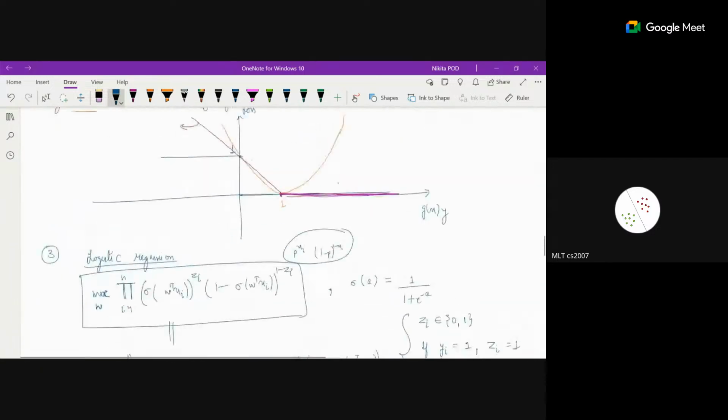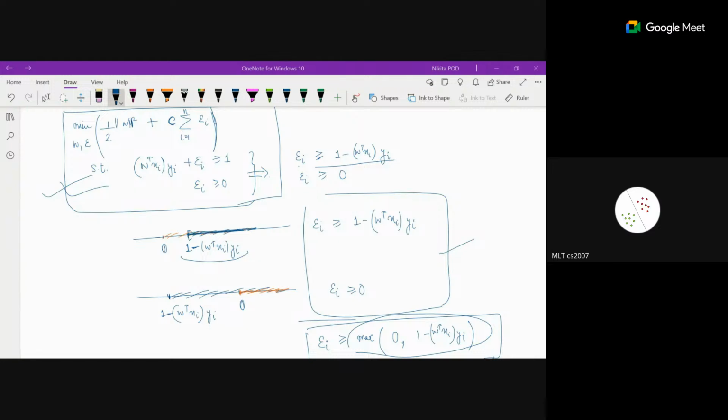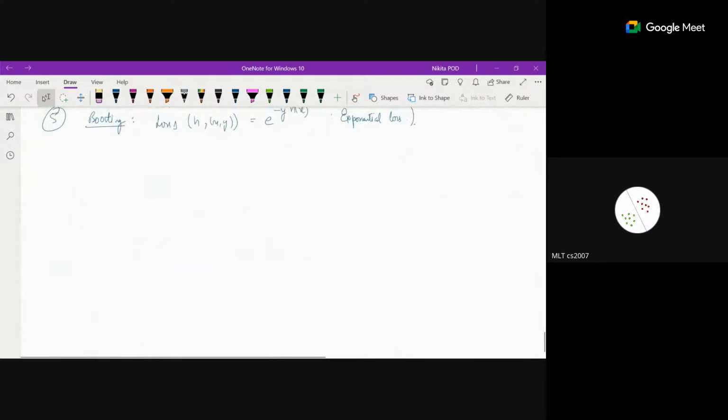Any doubts so far? Okay. So next is neural network.